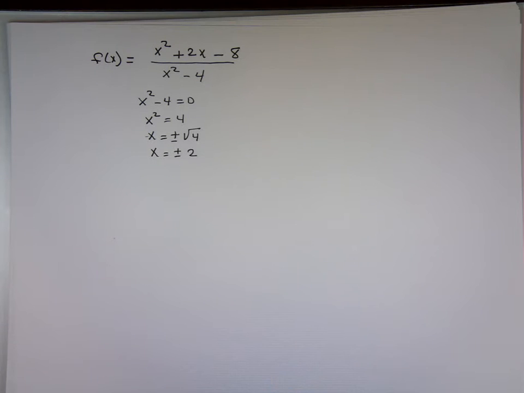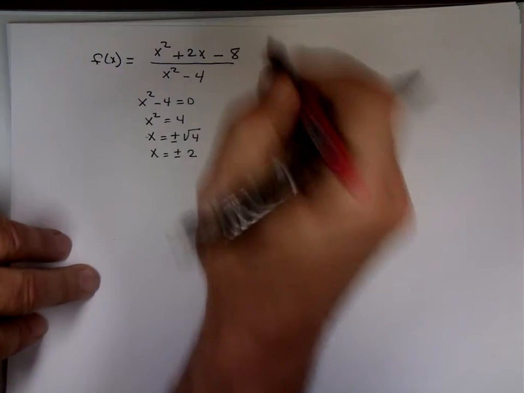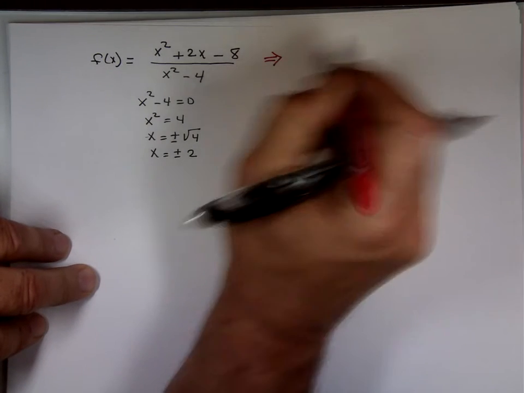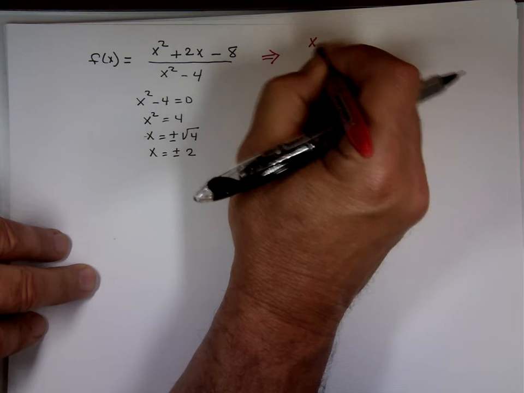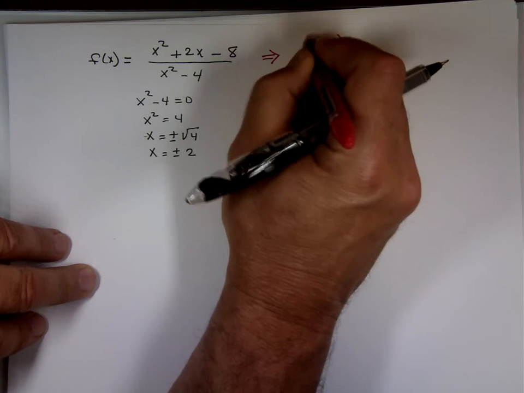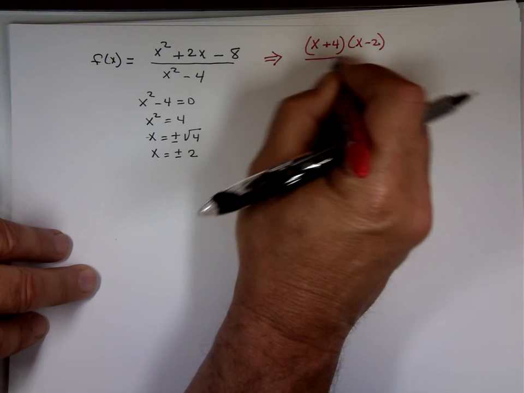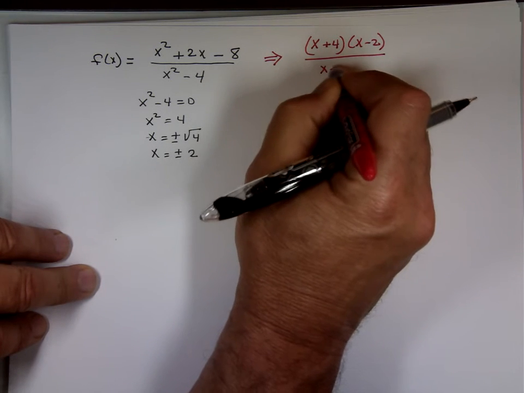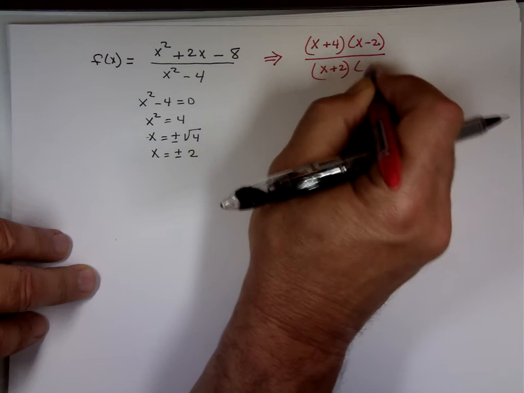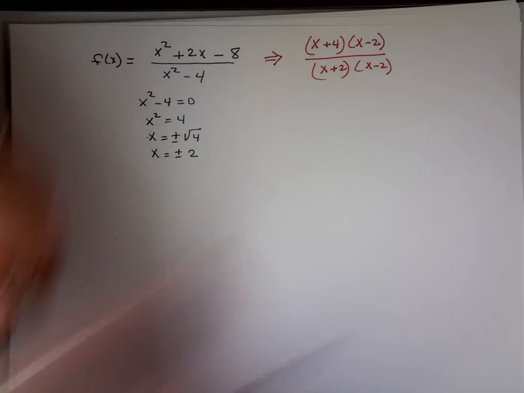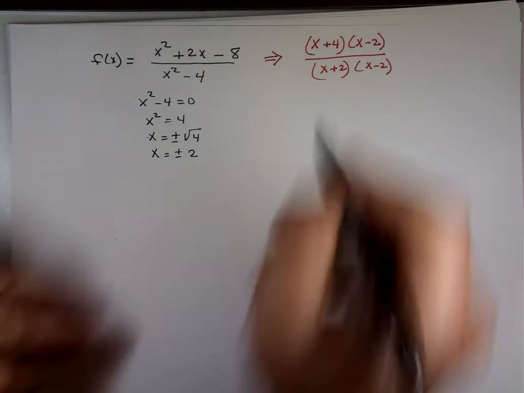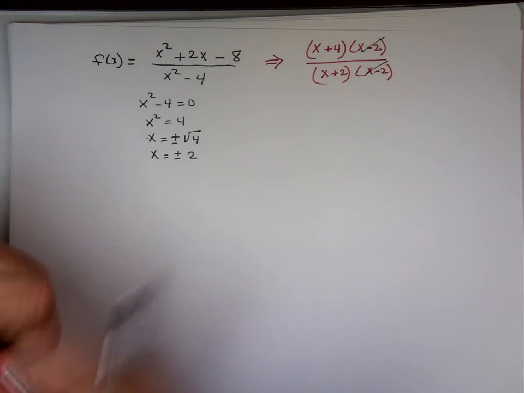Again, if you graph that, you're not going to see a line at -2 and +2. The reason is because your calculator will actually simplify that. It'll go, wait a minute, let's simplify it. When you factor that, that's x plus 4 times x minus 2. The bottom is x plus 2 times x minus 2. And what do you notice about the top and the bottom? Same, these two cancel out.